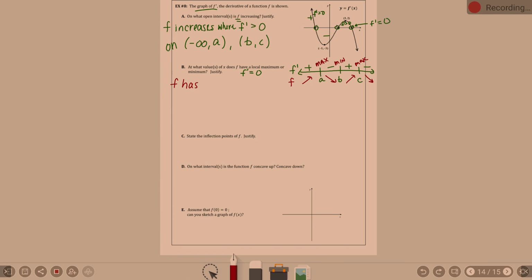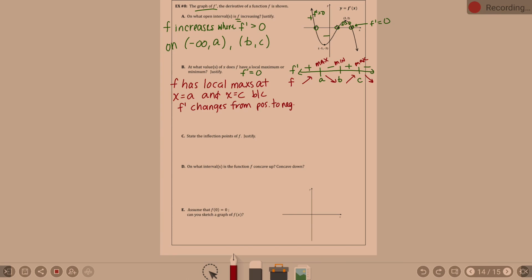Okay, so I'm going to say F has local maxes at x equals A and x equals C. And why? F prime changes from positive to negative. This is where it really would have been beneficial to zoom this in more, but you guys have plenty of room on your paper to write.